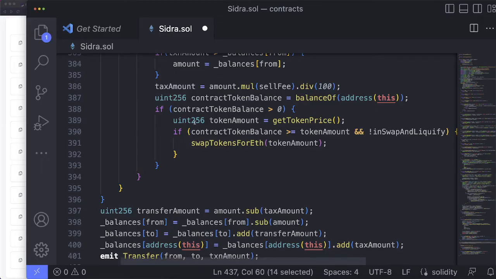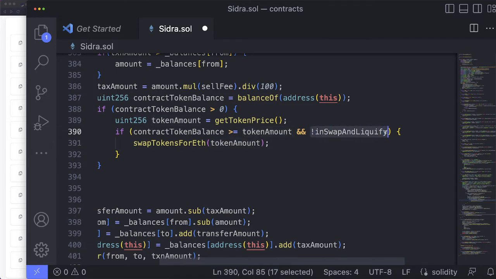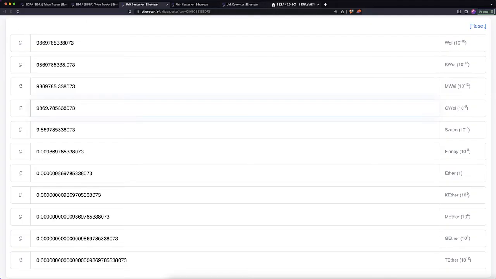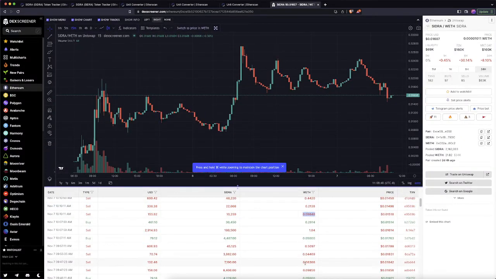Let's go back to the contract. Now if the contract token balance, which was currently 6,000-something, is greater than or equal to the token amount, which was 9,800, and this is set as false, because this gives you the opposite, then you're going to swap the tokens for ETH. You're going to swap the token amount for ETH. If you recall, this token amount was how many tokens you would get if you sold 0.1 ETH worth. So basically you're saying, I want to sell that amount of tokens to get about 0.1 ETH worth. And that's why we see over here almost 0.1 ETH when it sells.